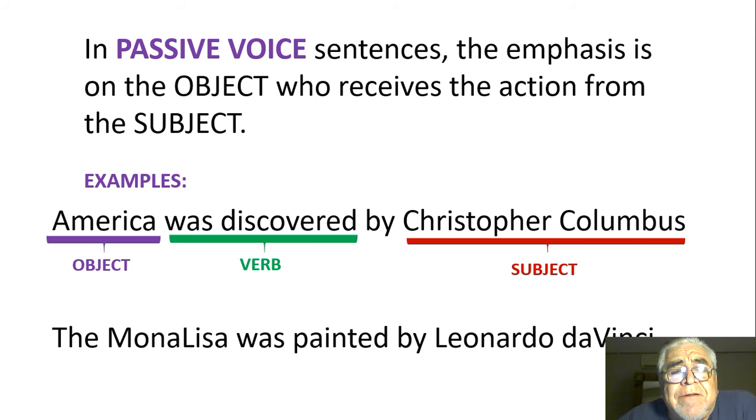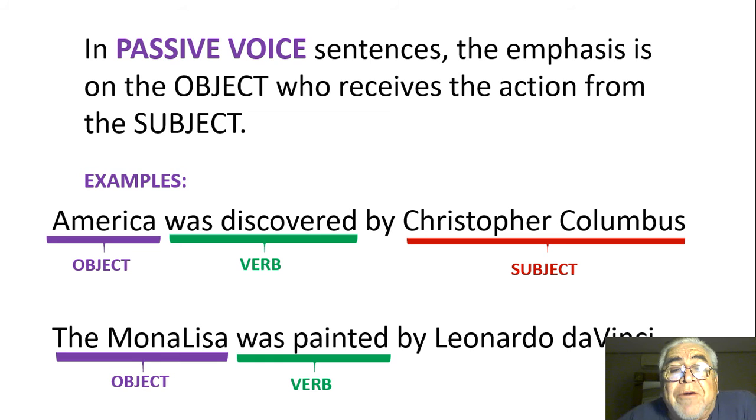Who received the action? The Mona Lisa. So the Mona Lisa is the subject. What action? Was painted. So the Mona Lisa was painted by who? Who did the action? That's right, Leonardo da Vinci did the action, so Leonardo is the subject.